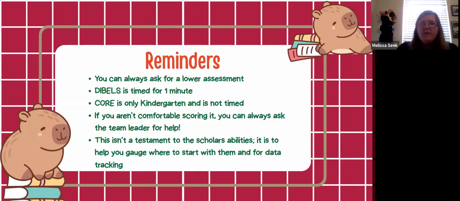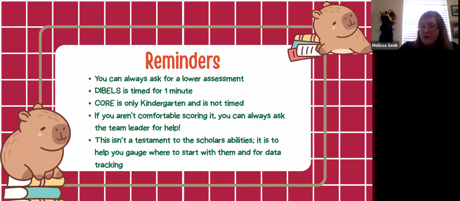If you have a first grader who you're like, I don't think the scholar knows their alphabet, can I give them a core assessment to see if they know their alphabet? Great. More, that is incredible. It really is to help you understand where your scholar is at and meet them where they are. Dibbles is only a minute, so they only get 1 minute to read the passage. Core is for kindergarten, unless you want to ask for it for your older scholar if you feel like they're struggling, and it is not timed.